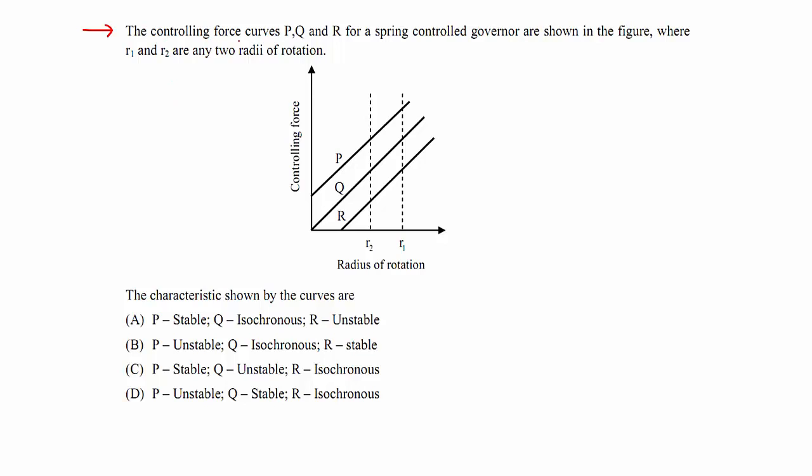Okay, so the controlling force curves, that is P, Q, R, for the spring controlled governor are shown in the figure, where R1 and R2 are the two radii of rotation. The characteristics shown by the curves are dash. P is equal to, Q is equal to, R is equal to.